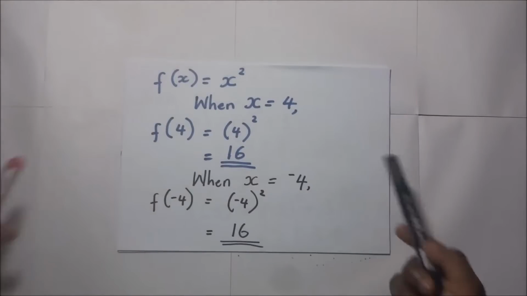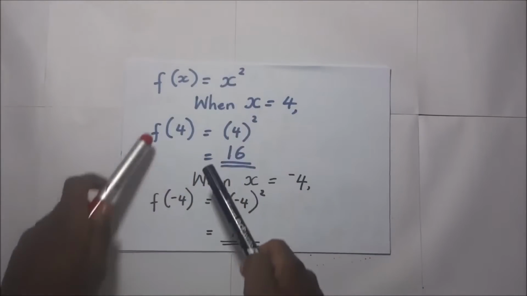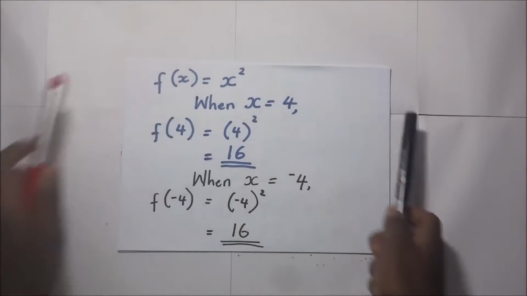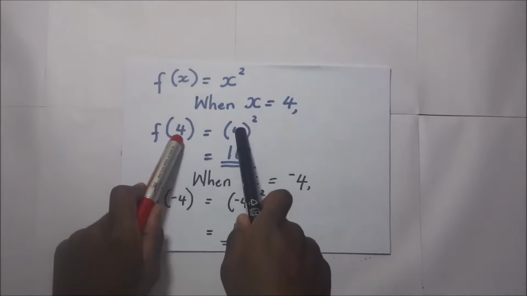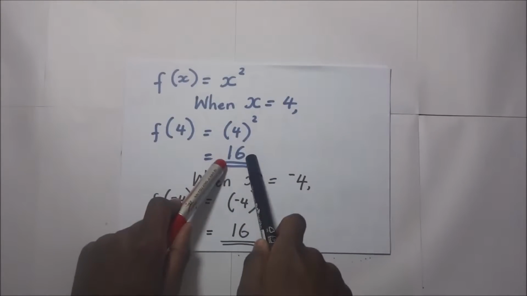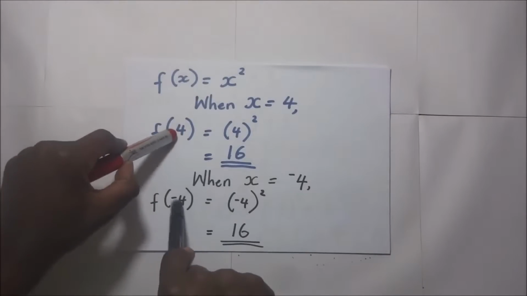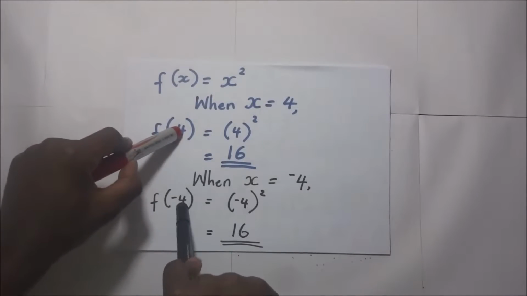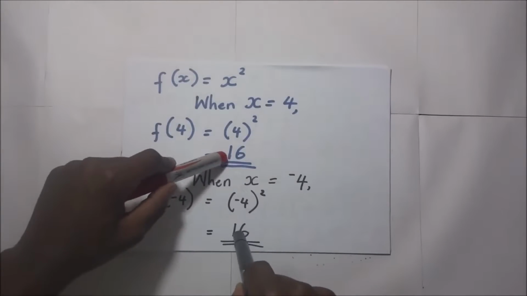So let's look at this. We have a function f of x equal to x squared. Now the input value here is x, and it's giving us x squared. So now if in the place of x we put 4, this becomes 4 squared, which gives us 16. We then do the same thing and put a negative 4 in the same place. It becomes negative 4 squared, and it's still going to give us the same number, 16.